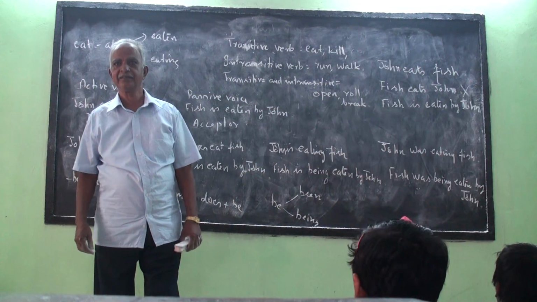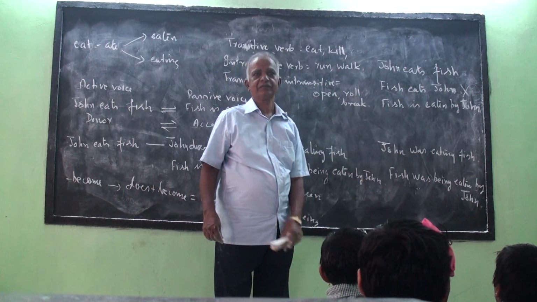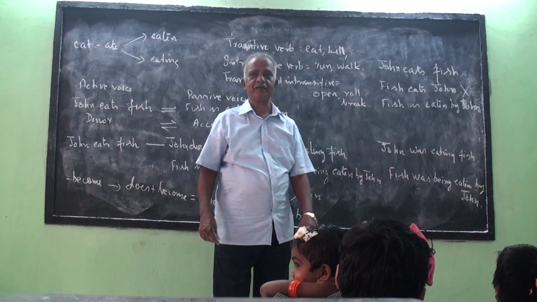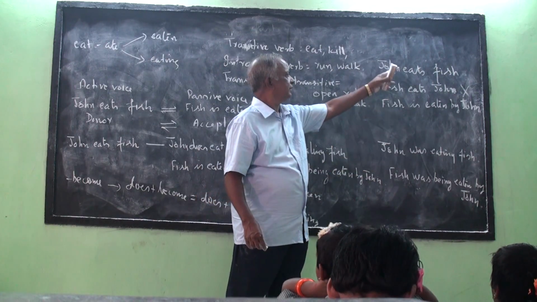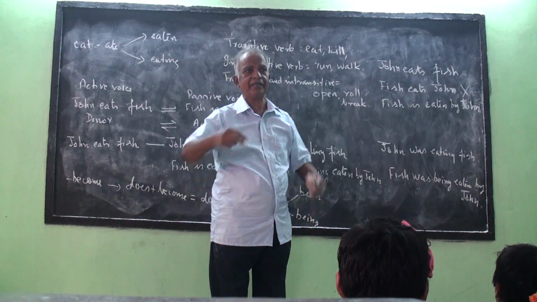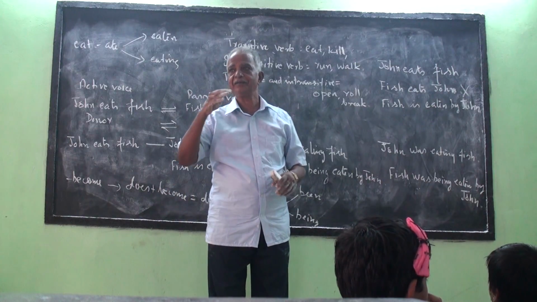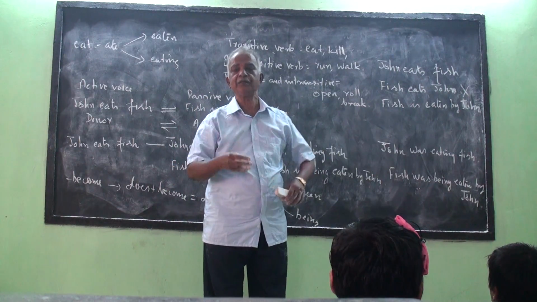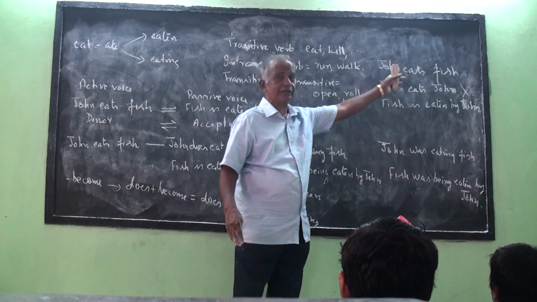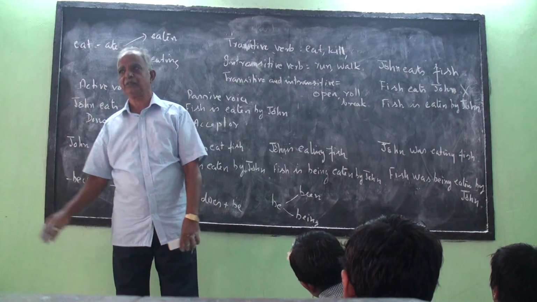That is correct. So, this is active voice and this is passive voice, because the affected person comes first. If you can tell active voice in 4 different ways, you must be able to tell the passive voice also in 4 different ways.